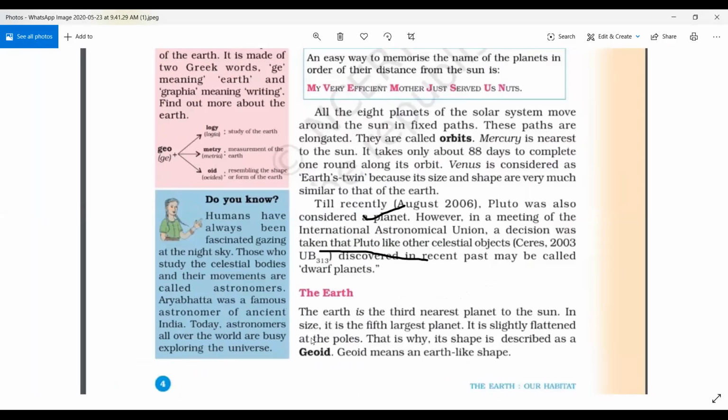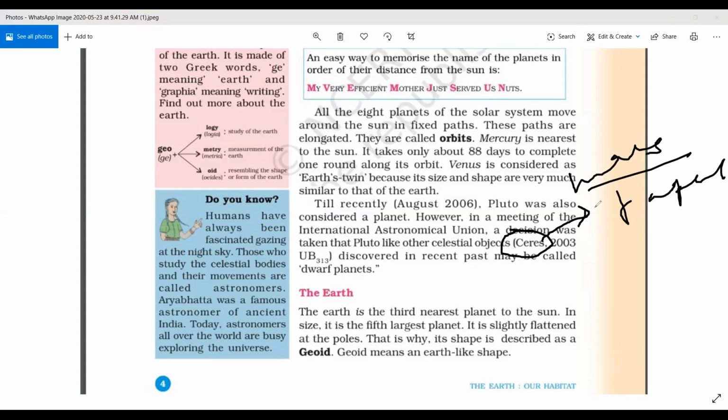Now, recently in August 2006, at a meeting of the International Astronomical Union, a decision was taken that Pluto, like other celestial bodies, Ceres, you know what this is? Ceres, this thing. It's a planet which is found between Mars and Jupiter. It's a planet, okay? Discovered in the recent past, it may be called a dwarf planet.